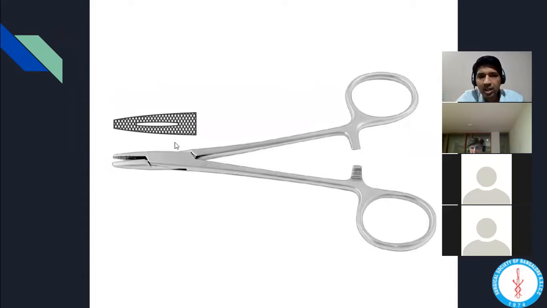That is where this slit comes. So the slit will accommodate the curve of the needle when you're grasping it. So if this is a slit, this is the curve of the needle. It'll sit inside the slit, so as to prevent straightening of the needle and weakening of the needle.